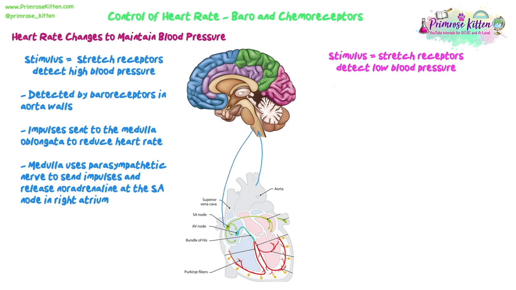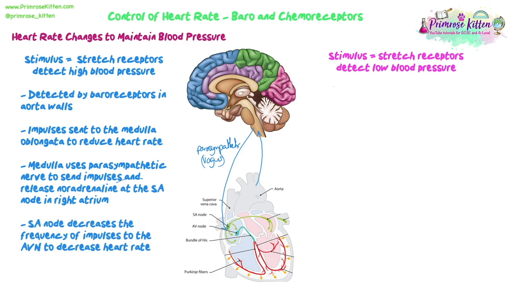And that's going to release that inhibitory neurotransmitter noradrenaline, which is going to decrease the frequency of impulses from the sinoatrial node. And then that's going to decrease the frequency of the impulses going to the AVN or the atrioventricular node. And so they're going to decrease the heart rate.